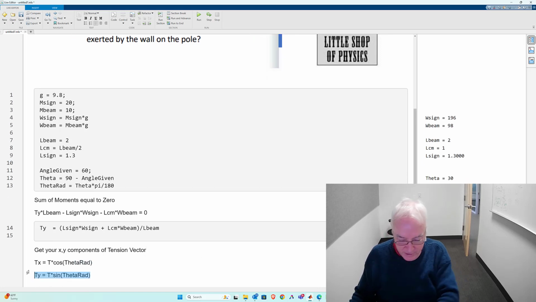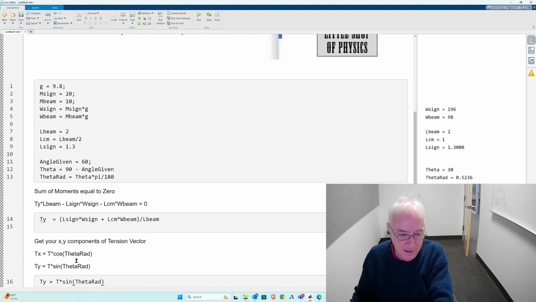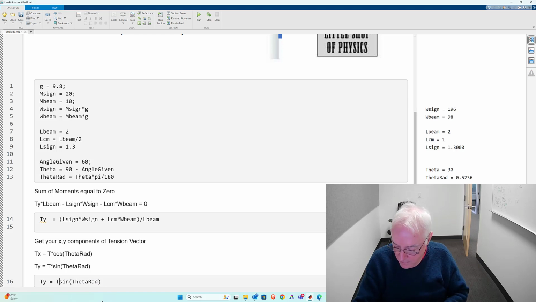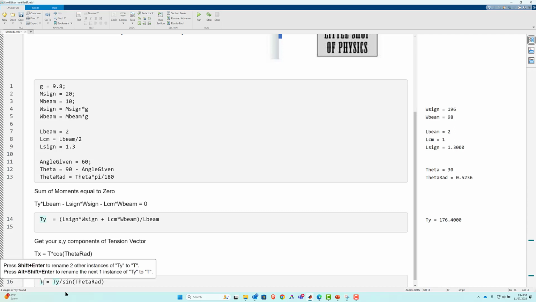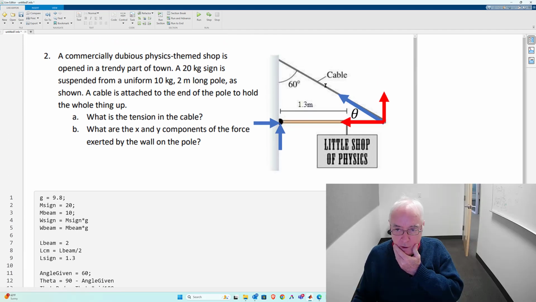And so now let's solve for T. Take this equation, Control E, we'll paste that in. I think you can see it: we've got to divide both sides by sine theta rad. My little shortcut will be, I'll put the divide in here, and I'll just relabel this as Ty, and that'll be T. And we'll hit run. And so, 352.8 newtons. All right, so we just solved for the cable.